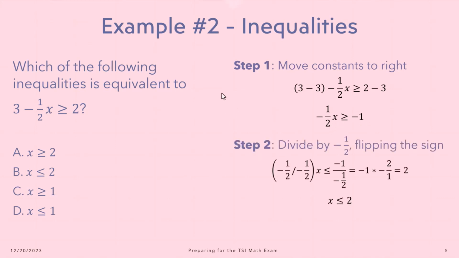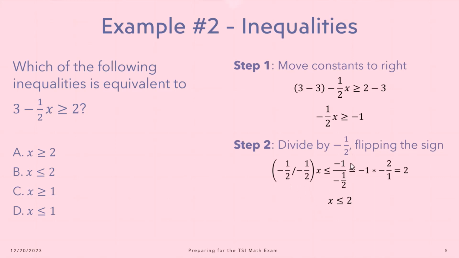Next, we're going to divide by negative 1/2 to get rid of the negative 1/2 on the left. But when we do this, the key rule here is that when you divide or multiply by a negative number, you have to flip the inequality sign. So we started with a greater than or equal to, and when we divide by a negative number, we flip that to a less than or equal to. It gets rid of the negative 1/2 on the left, so we just have x.